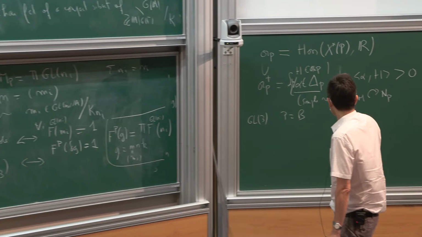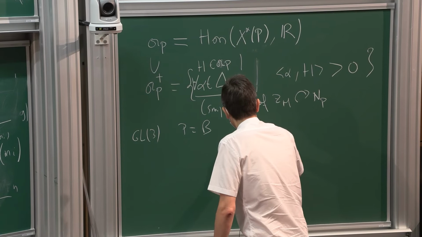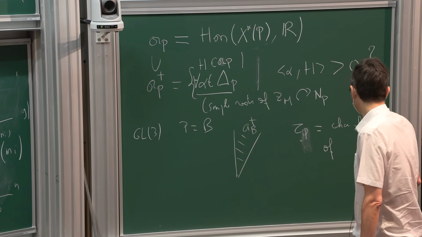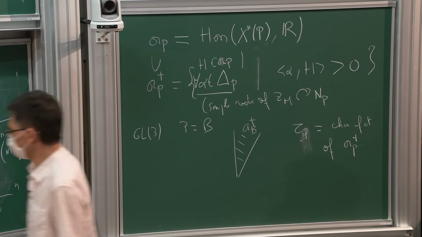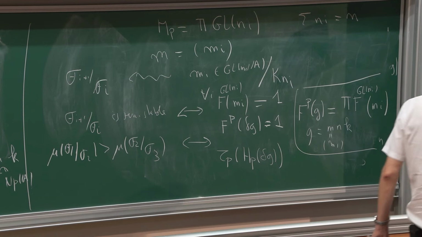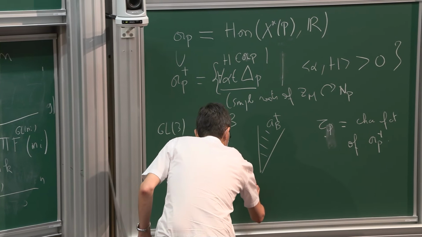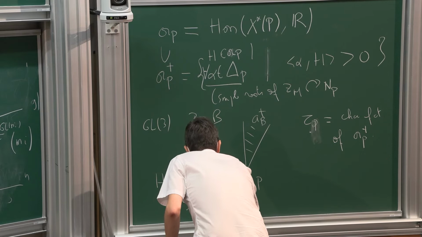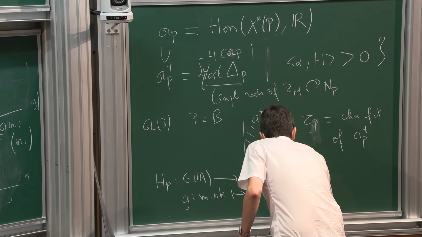Okay, so the usual picture is this. And I introduce tau_P as a characteristic function of this cone. And these conditions mean that we have tau_P of H_P(delta g). So in general, we have a map from G(A) to A_P. And this map, you use Iwasawa decomposition, and it is given by the logarithm of K of M for each K in K.